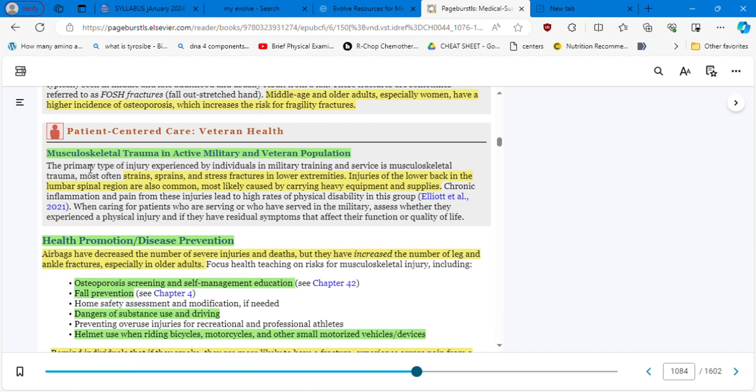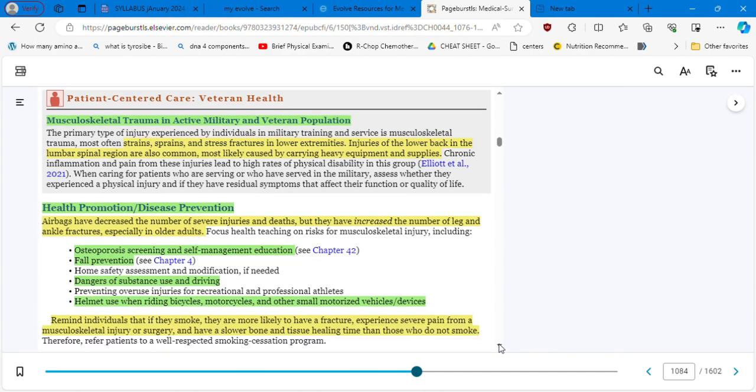relationship. And let's review veteran health, musculoskeletal trauma in active military and veteran populations. So we are going to see strains, sprains, and stress fractures in lower extremities. Injuries in the lower back, in the lumbar spine region are also common, most likely caused by carrying heavy equipment and supplies. Our veterans. Thanks to the veterans, the veteran population.